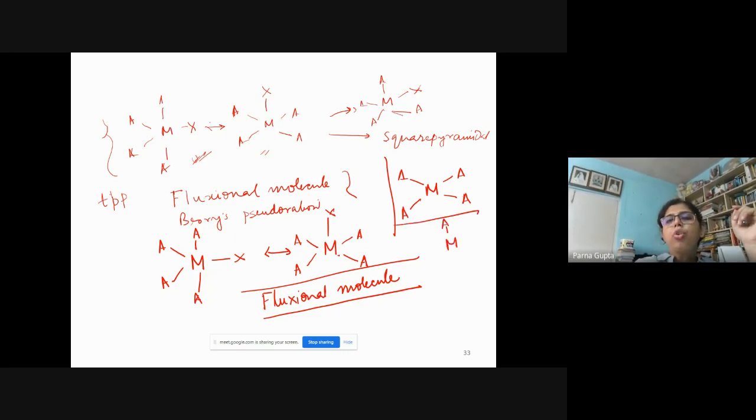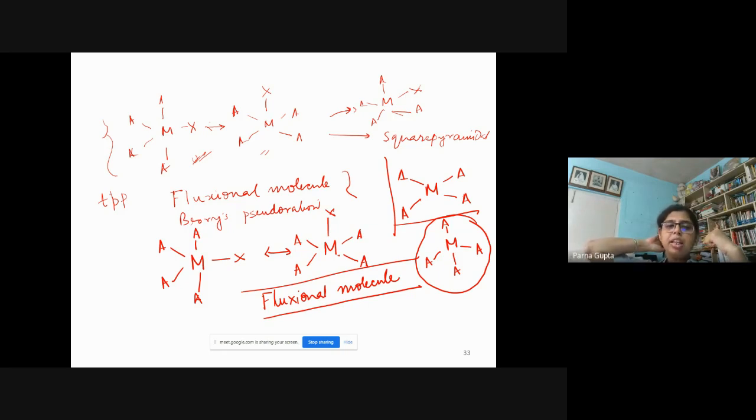How do you know which one it will adopt for a given set of metal and ligand? That is the first question. The second question is, if it adopts a particular one, then why does it adopt that particular one? This question really comes up.